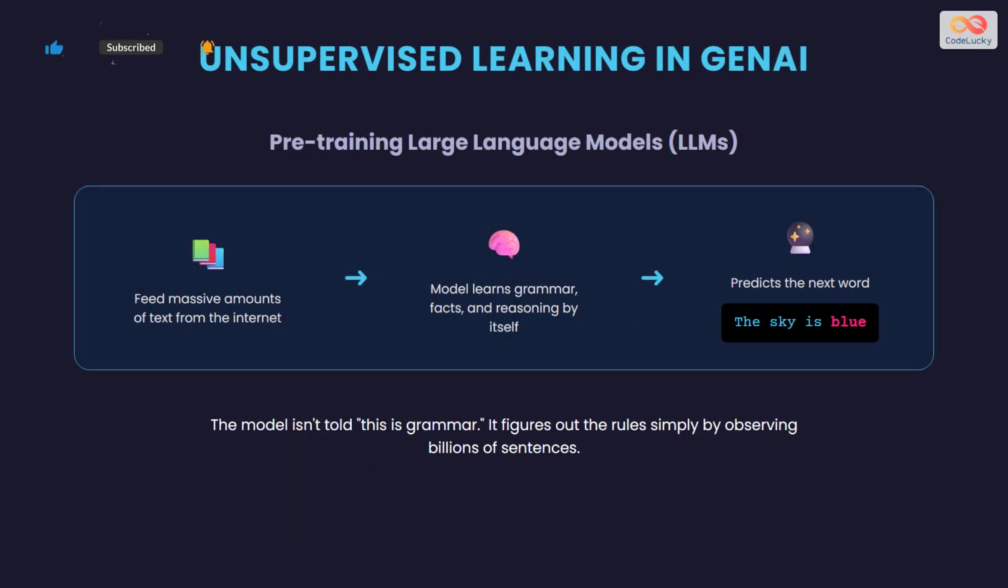This is the secret sauce behind large language models like GPT. We don't teach the model grammar rules one by one. Instead, we feed it the entire internet, books, articles, code. The model reads it all and figures out the patterns of language on its own. It learns that after the word sky, the word is often follows, and then blue. It's predicting the next piece of information based on everything it has read before.